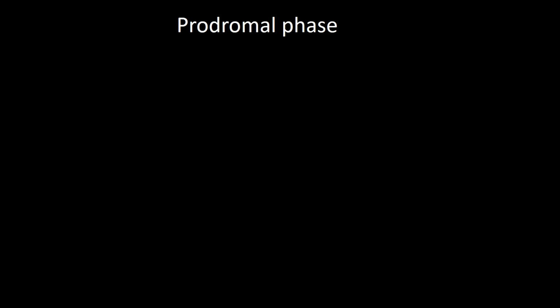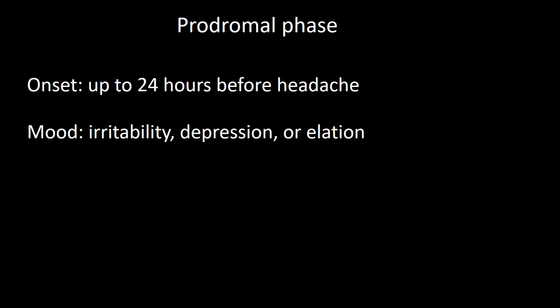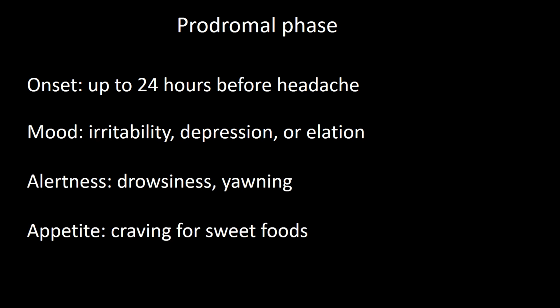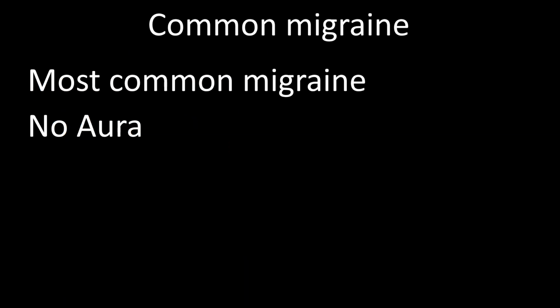Migraine may have a prodromal phase that starts up to 24 hours before the headaches and is characterized by irritability, depression or elation, drowsiness and yawning, or craving for specific foods. As you can see, migraine can be classified as common. Common migraine is the most common cause of migraine and is not associated with aura.